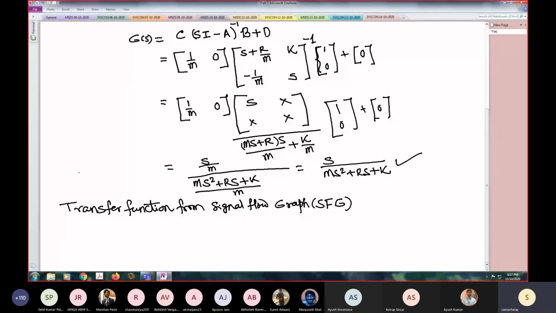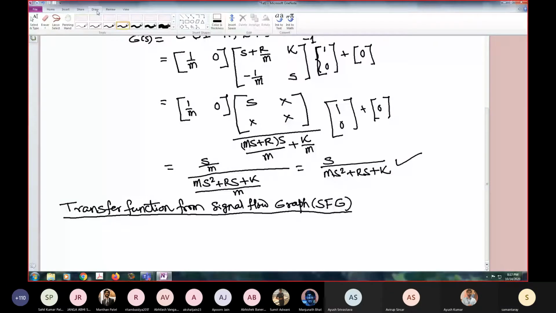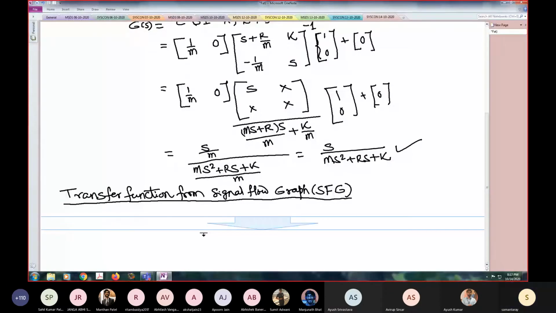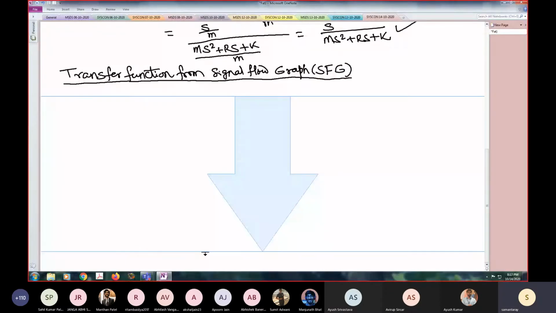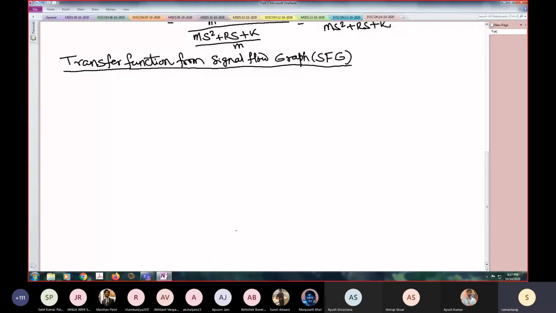There is a set of rules to derive transfer functions from a signal flow graph. I will take one example which will almost cover everything, so you will learn how to derive the transfer function by using that example. I have used this example various times, and it was also there in your assignment.